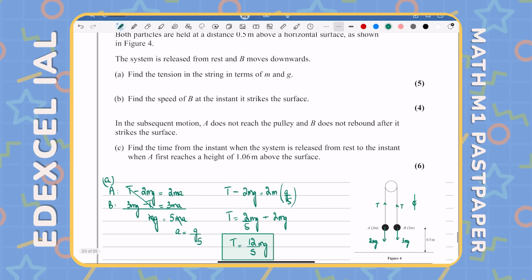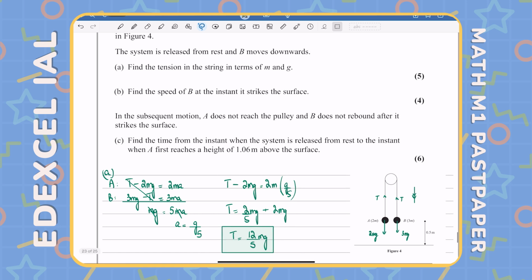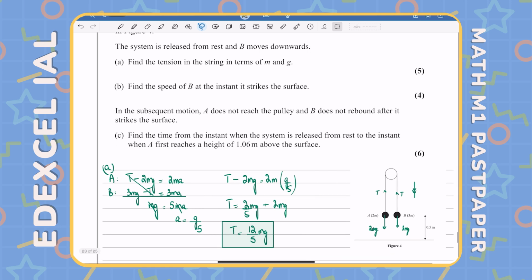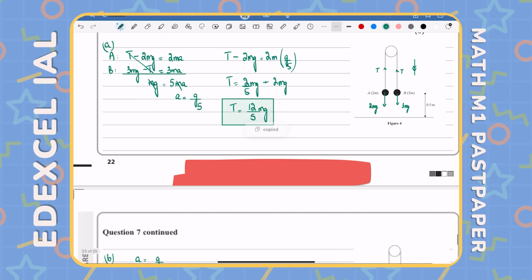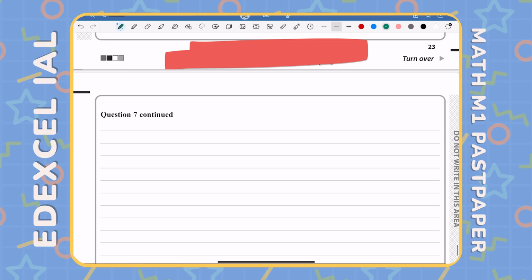Now let's have a look at part C. Part C says, in the subsequent motion, A does not reach the pulley and B does not rebound after it strikes the surface. Find the time from the instant when the system is released from rest to the instant when A first reaches a height of 1.06 meters above the surface. Okay, so very important, the first time it reaches the height of 1.06 meters above the surface. Let's use a fresh page here.